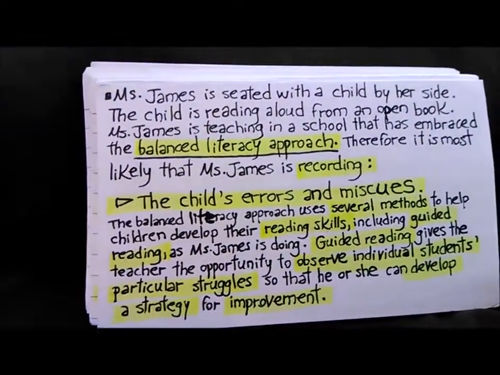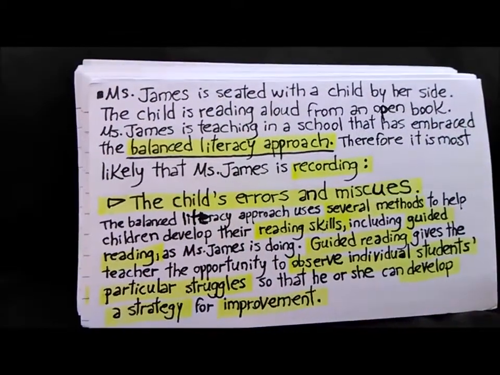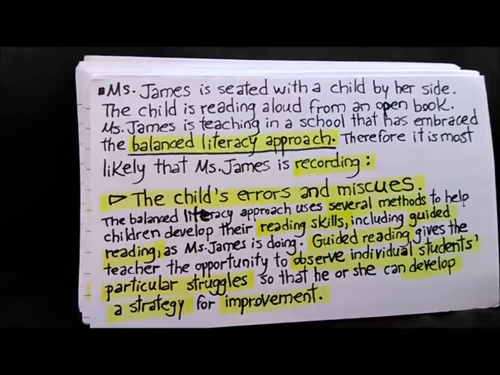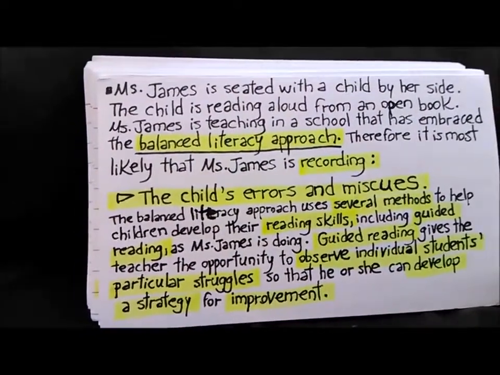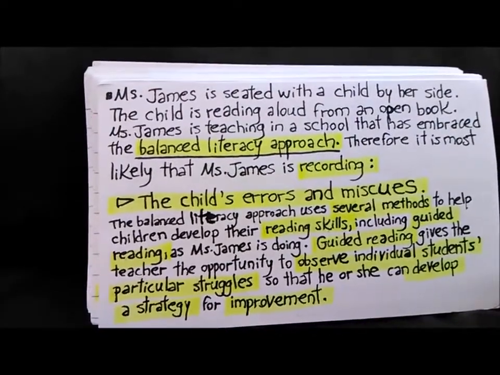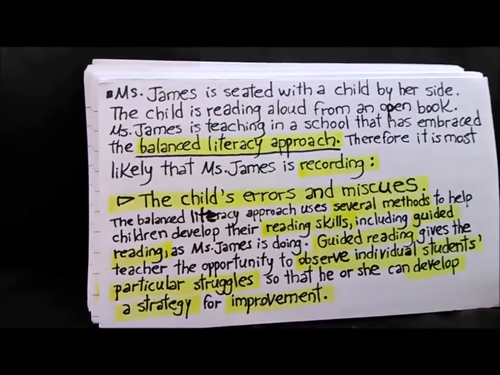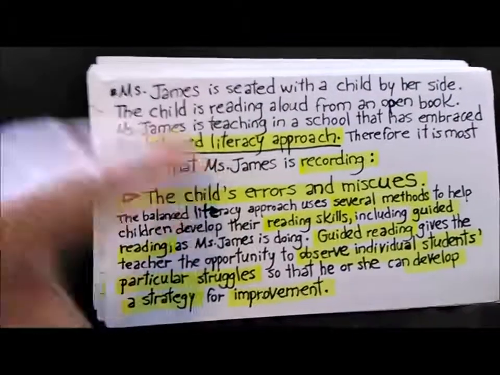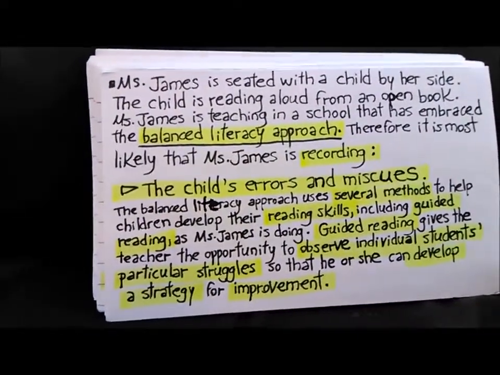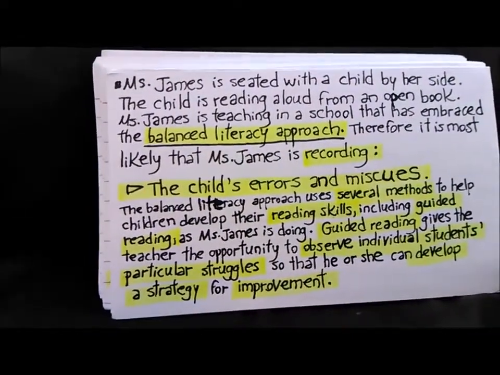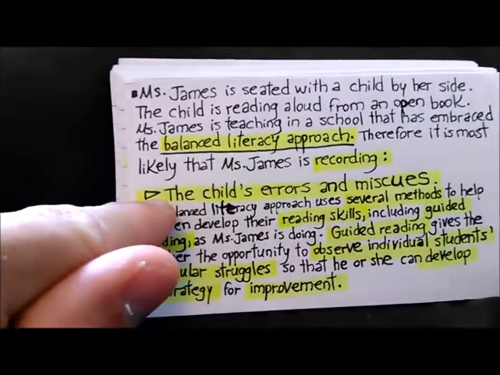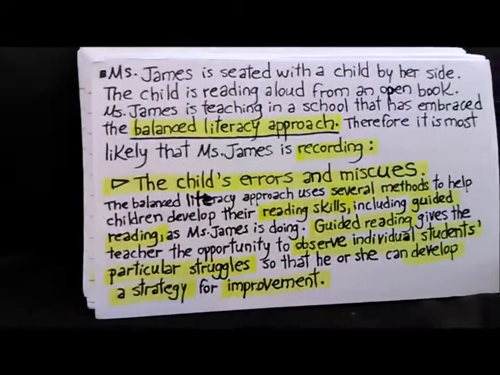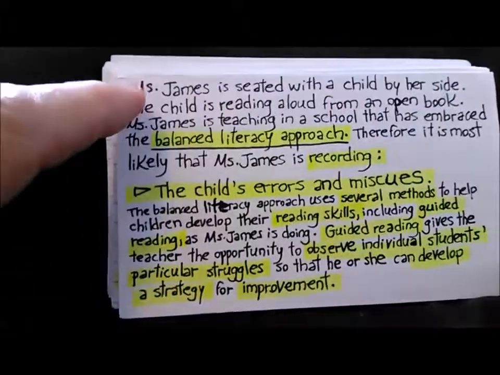Miss James is seated with a child by her side. The child is reading aloud from an open book. Miss James is teaching in a school that has embraced the balanced literacy approach. Therefore, it is most likely that Miss James is recording what? The child's errors and miscues.